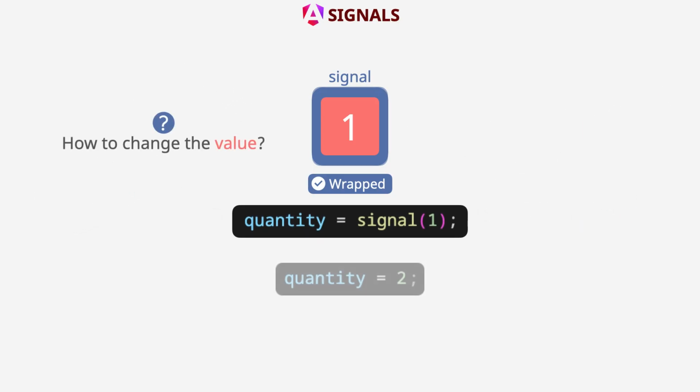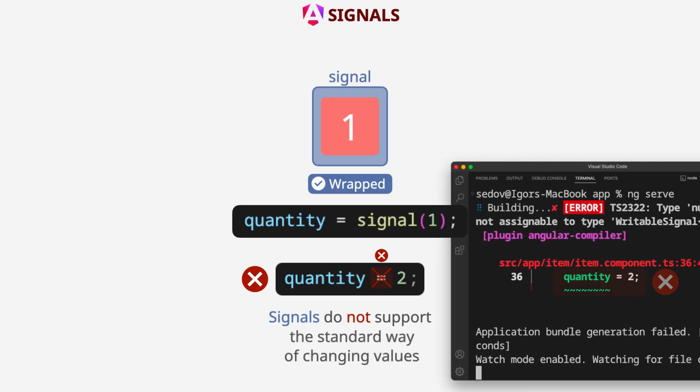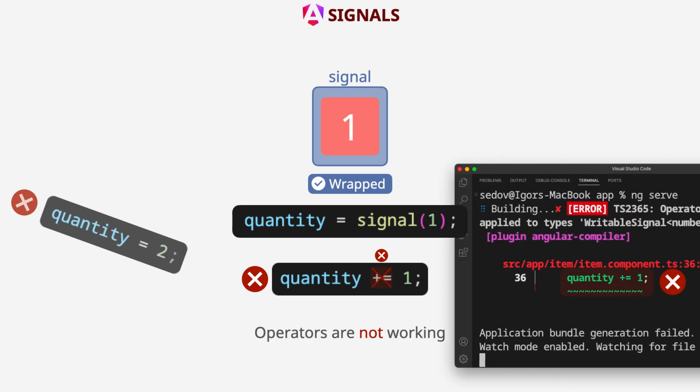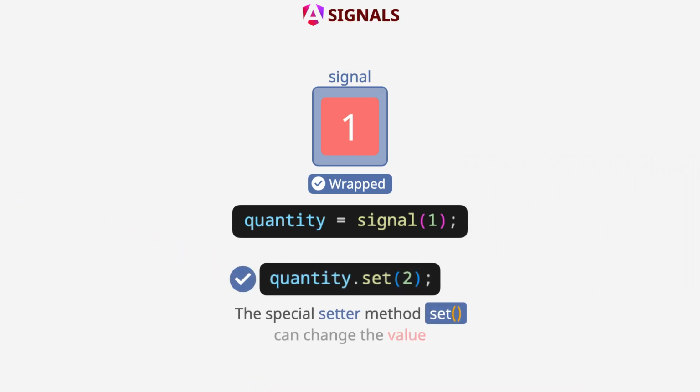How to change the value? Signals don't support the standard way of changing values. Operators are not working. The special setter method can change the value.